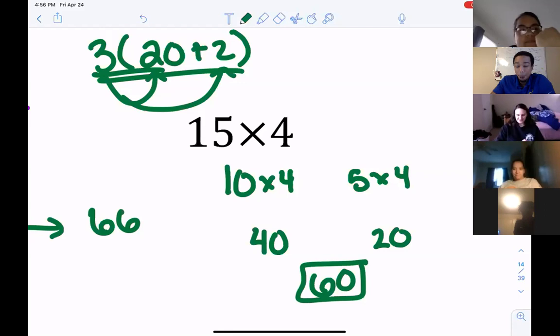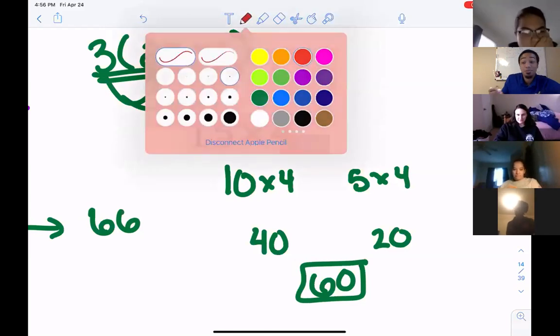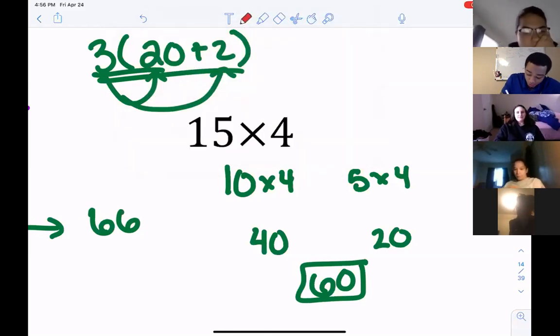Yeah, I kind of did it like 15 times 2 and then did it again and just added it. Ooh, Chantel, thank you for pointing that out. Thank you, because I almost forgot about that too. Again, there's more than one way to do math. Here's method number 2.